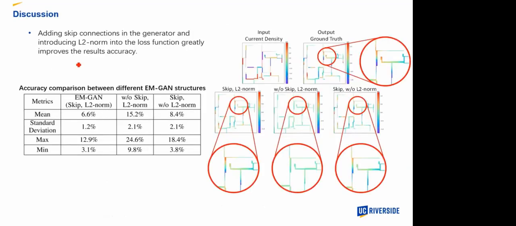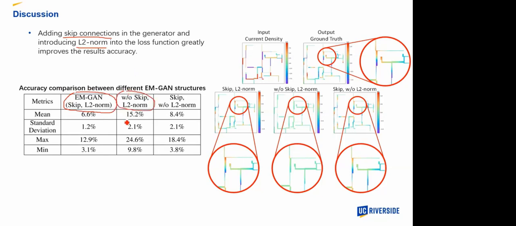As I mentioned before, we added skip connections in the EM-GAN's generator and also introduced L2 norm into its loss function. To see how these modifications can be helpful in the results accuracy, we trained 3 different models and compared their inference results on the same test set. As you can see in this table, the first model is the EM-GAN, which has both skip connections and L2 norm in the loss function. The second one only keeps the L2 norm but removes the skip connections.